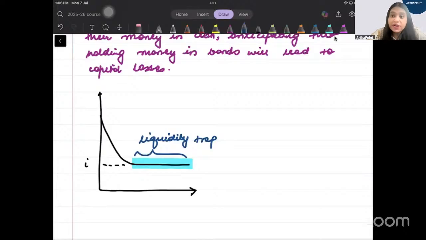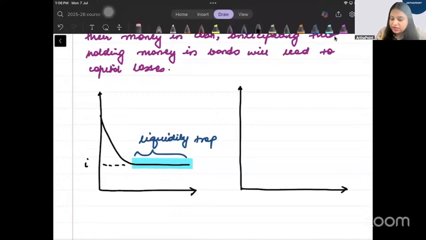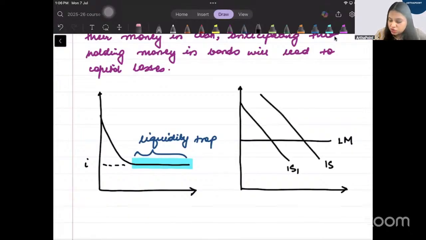The other one, if you refer to other books, will be in the form of IS and LM curves, which will show that if this is my LM curve and if this is horizontal, right, then I'm talking about a liquidity trap situation. And this is my IS1 and this is my IS2. Now let me tell you what is the difference and which one to use when. Both diagrams are correct, both are about the liquidity trap, but understand a little which one to use when.